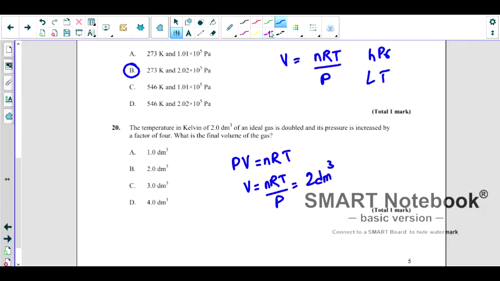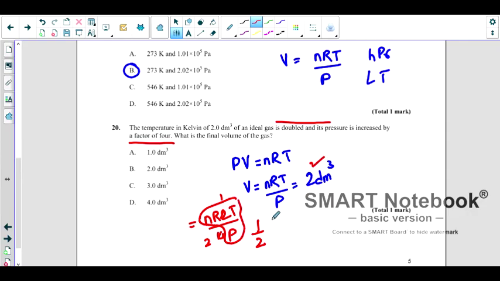So what we do here, he says pressure increased by a factor of 4 and temperature is doubled. So we say nR 2T over 4P. So 2 ones are 2, 2 twos are 4. So it becomes half. And this nRT over P value is 2, so we put in 2. The answer we get is 1.